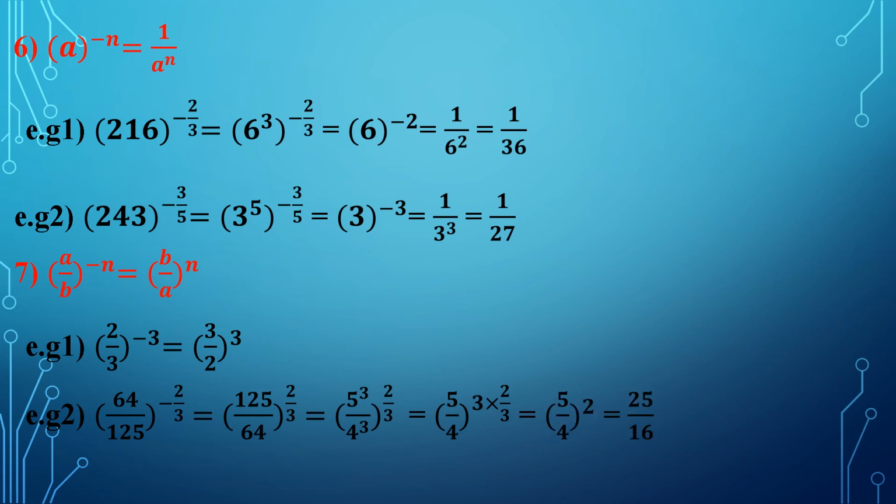(64 upon 125) raised to minus 2 by 3. To make the power positive, first we will take the reciprocal of base, which will give us 125 upon 64. Now, 125 is 5 cube and 64 is 4 cube. Hence, we can say that (5 upon 4) whole cube into 2 upon 3, where 3 and 3 will get cancelled, which will give us (5 upon 4) square, and the final answer will be 25 upon 16.